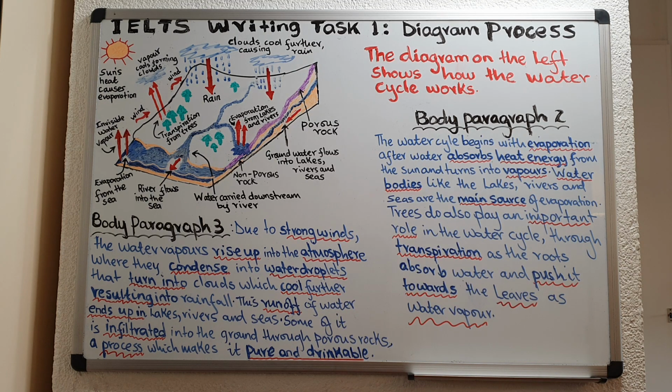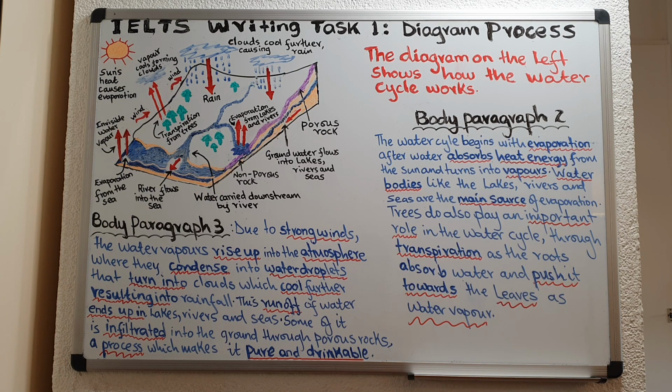To condense is to cool down, where they condense into water drops. Okay, so the water vapors, they condense into water drops that turn into clouds, which cool further, resulting into rainfall. So as you can see in our diagram, we have the wind, and then we have the clouds cooling further, and then we have the rain coming down. So that is the next step.